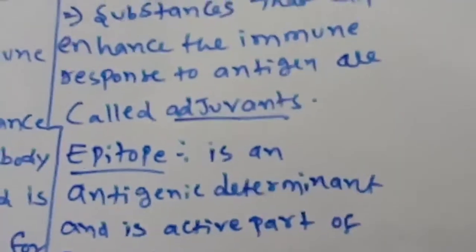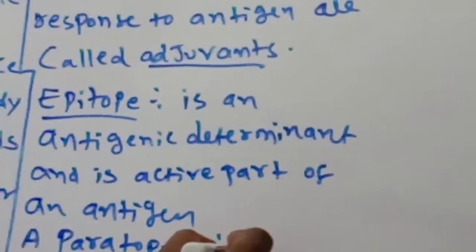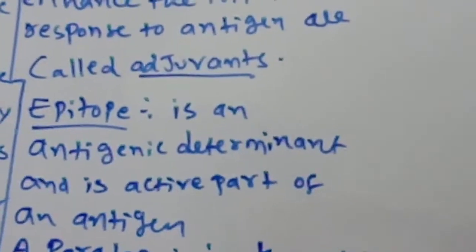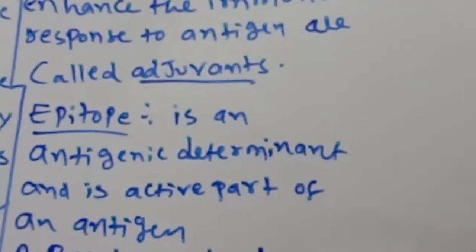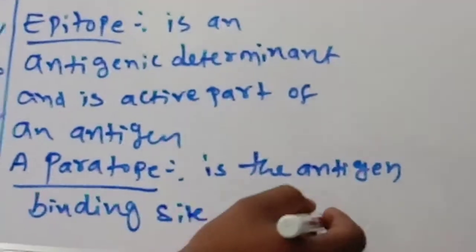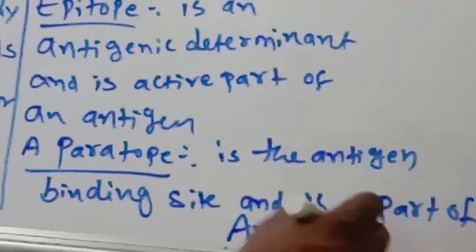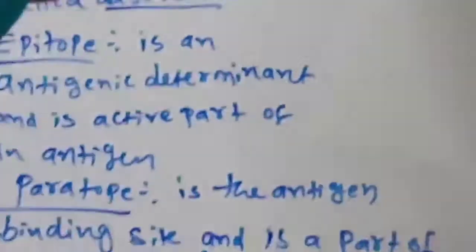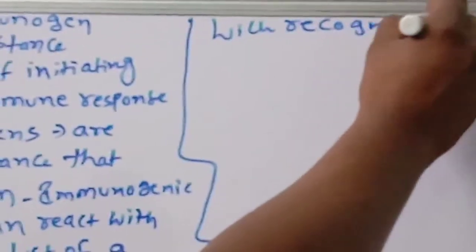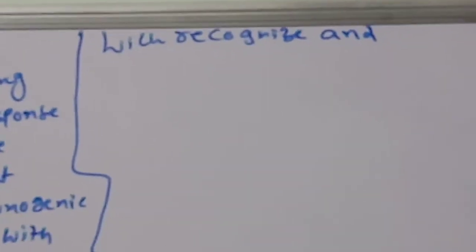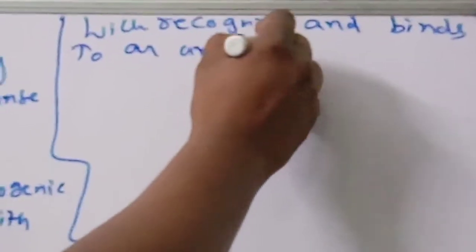Next, a paratope is the antigen binding site and is a part of the antibody which recognizes and binds to an antigen. Okay children, this is important.